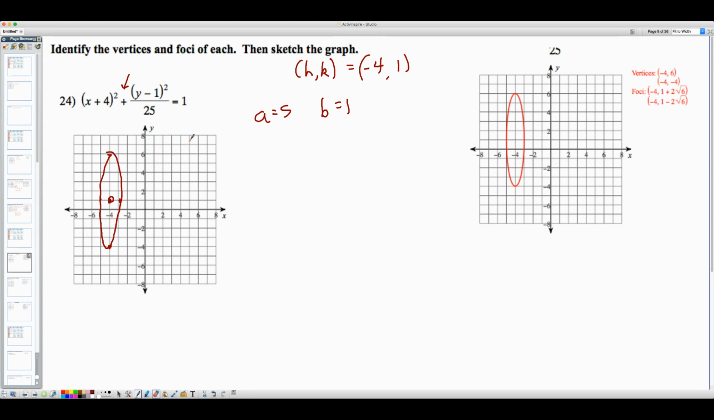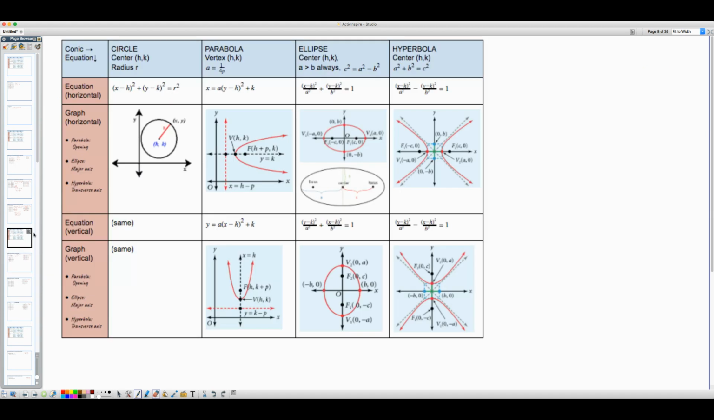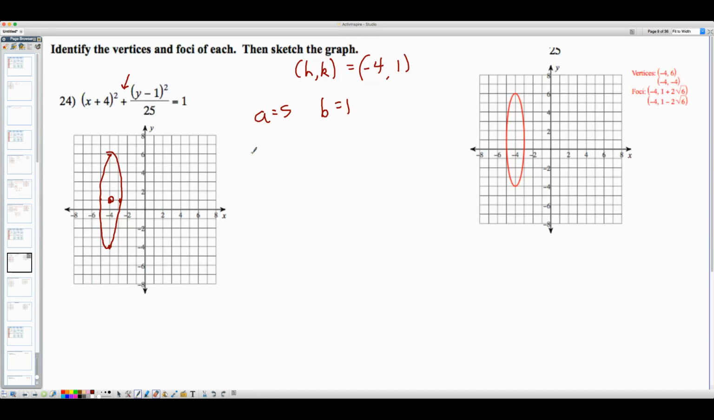Foci, the vertices are, let's see, the foci, I need to know what the c is. And to do the c for an ellipse, c squared is equal to a squared minus b squared. So c squared is equal to 25 minus 1, or 24. And the square root of 24 simplifies to 2 times the square root of 6. So that's going to be my c value.